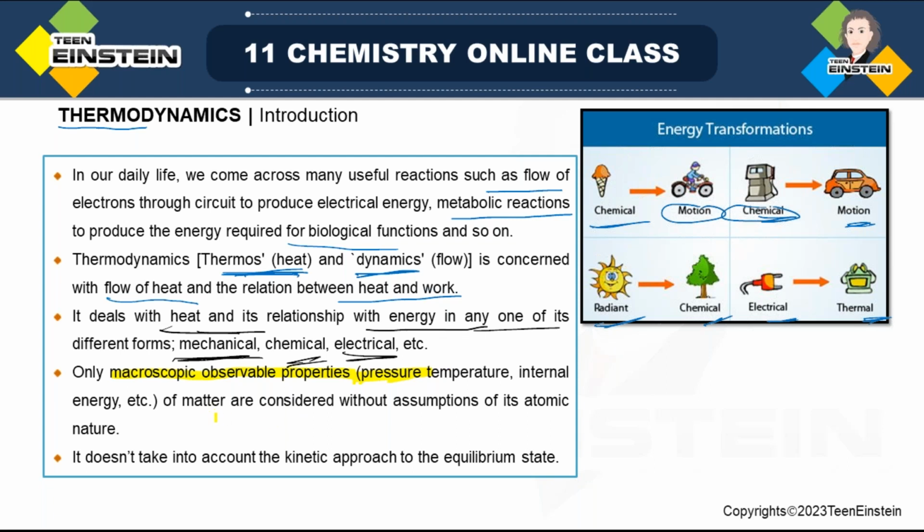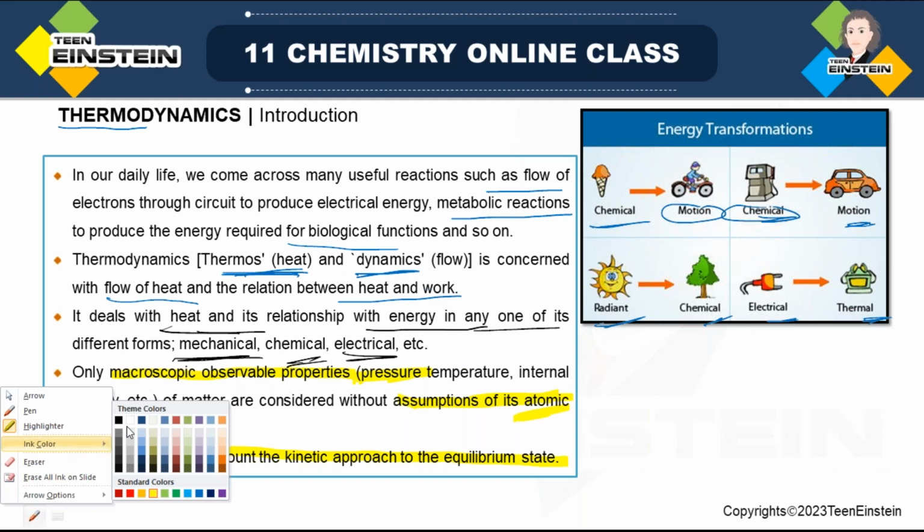Only macroscopic observed properties of matter are considered, without assumptions of its atomic nature. So we are not dealing with how it is affected from the atomic level. That thing we are not doing. It is all about macroscopic, not microscopic. Now one more important point: thermodynamics doesn't take into account the kinetic approach to the equilibrium state. So there are three things I would like to mention here.